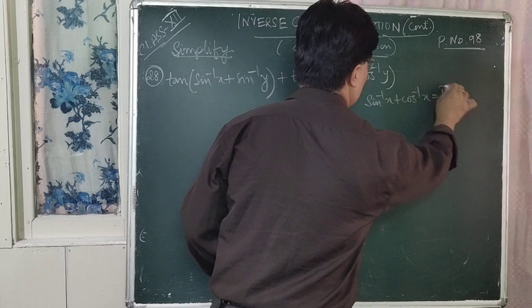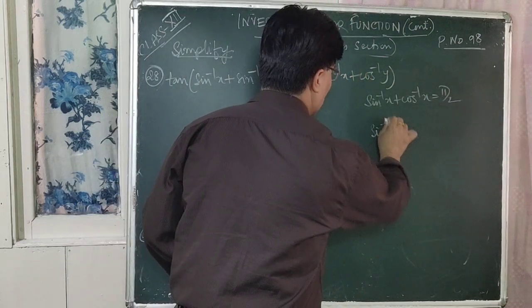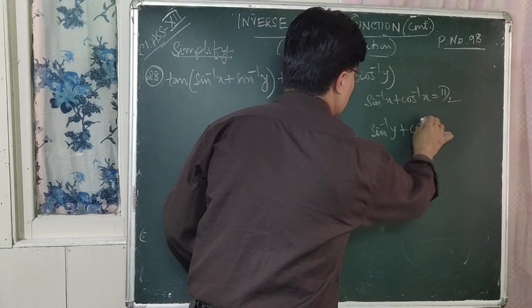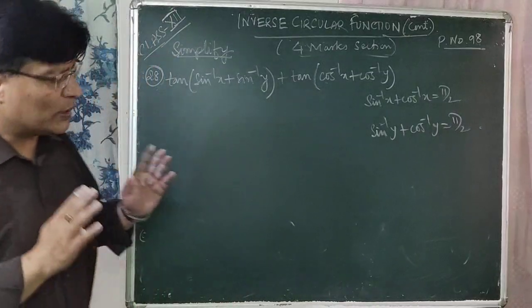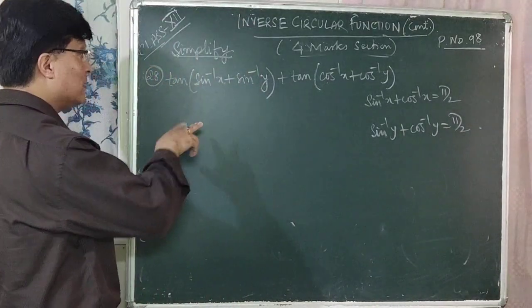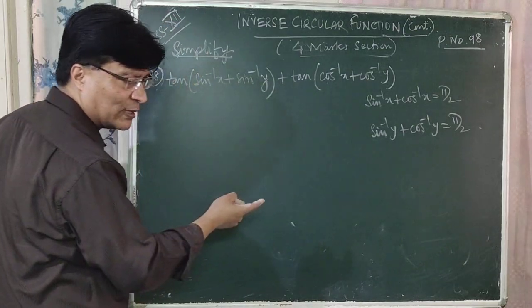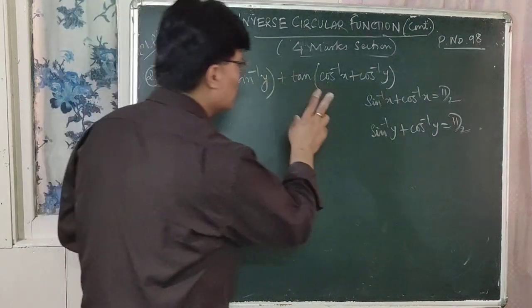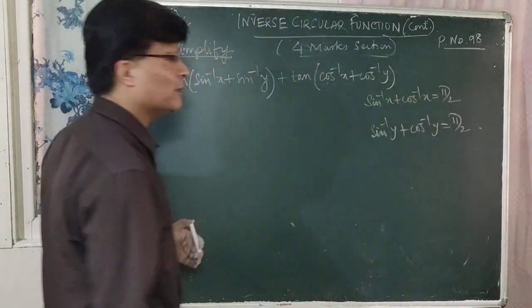That is sin inverse x plus cos inverse x is equal to pi by 2, isn't it? Then sin inverse y plus cos inverse y is also what? It is also pi by 2. So let's use this formula to convert either sin inverse x, sin inverse y into cos inverse x, cos inverse y, or to change cos inverse x and cos inverse y into sin inverse x and sin inverse y.